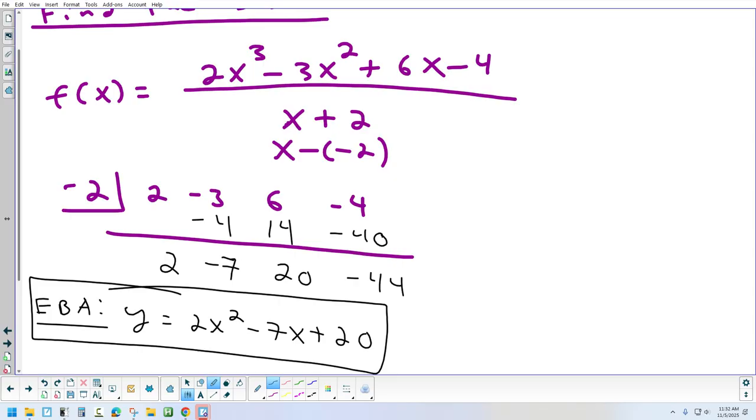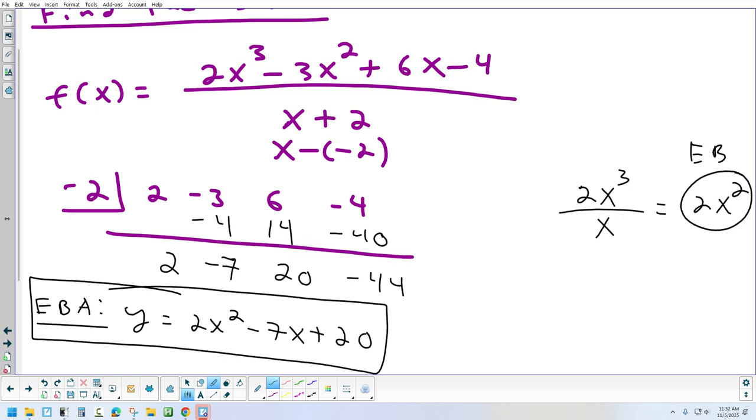Now, let's say they asked for the EBM separately. What's the highest degree term in the top? 3. And what's the whole term? 2x cubed. And what's the term with the highest degree in the bottom? x. What would be the EBM? 2x squared. That's the EBM. This time, the EBM and the EBA are not the same thing.